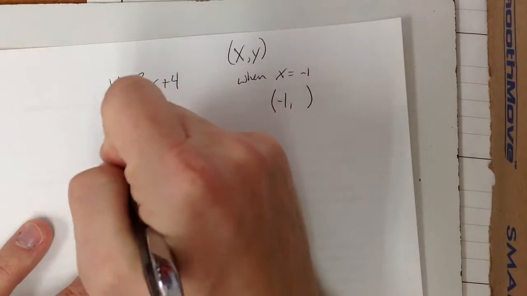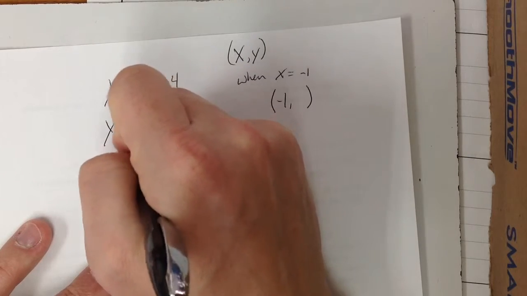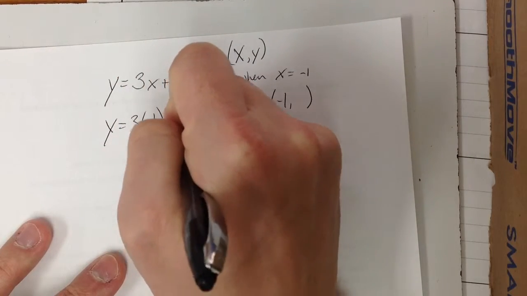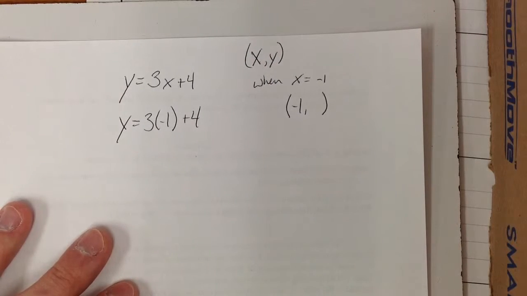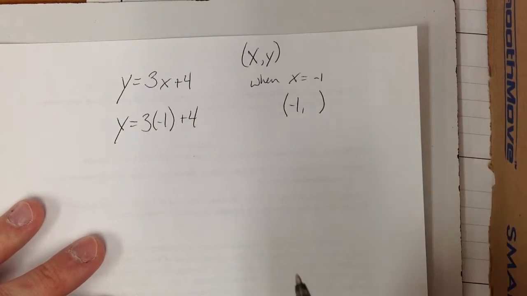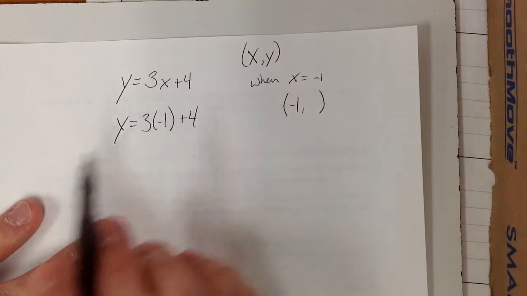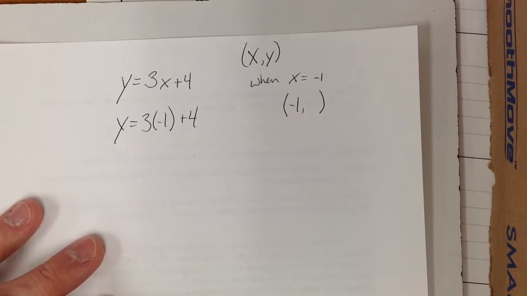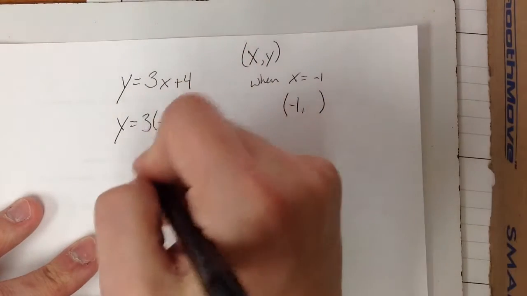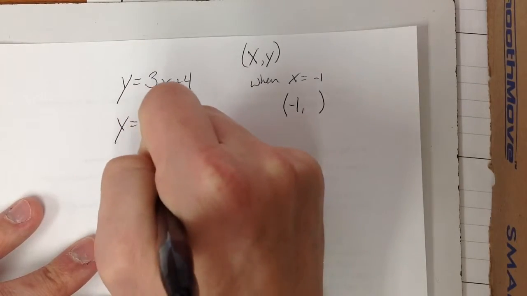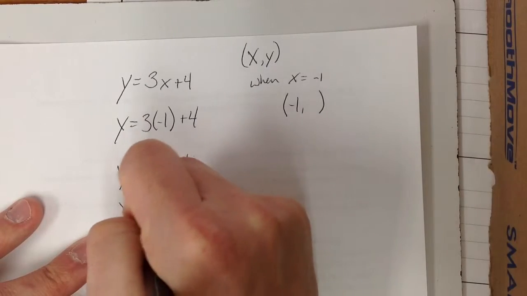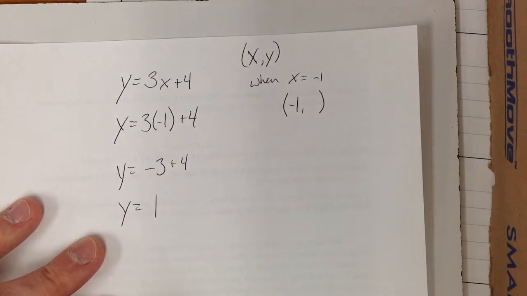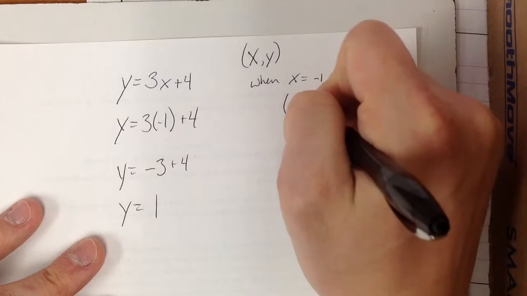So what I'm going to do is rewrite this equation for my x value. Each time I plug something in, I'm going to make sure to put it with parentheses around it so I don't get confused, especially when I'm working with negative numbers. So first I start with my order of operations, combining like terms or simplifying. So 3 times -1, so y equals -3 plus 4. -3 plus 4 equals +1. So when x is -1, y is equal to 1.